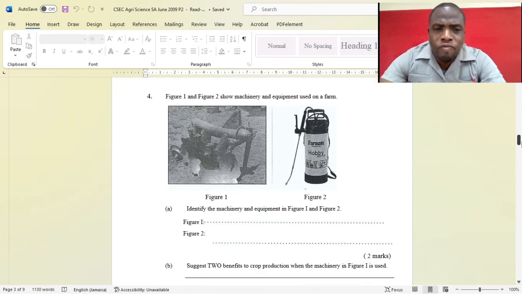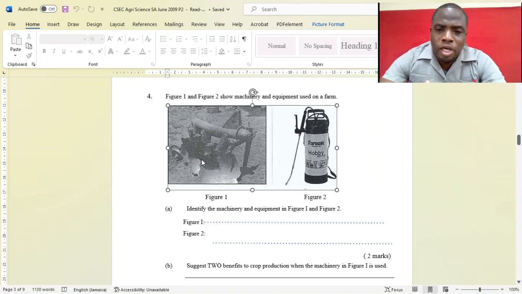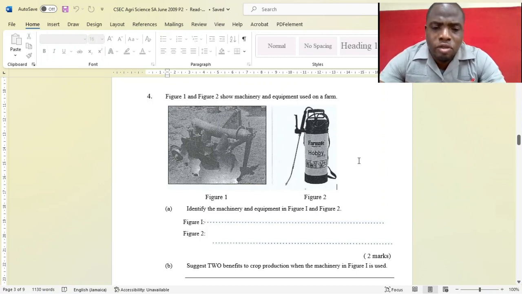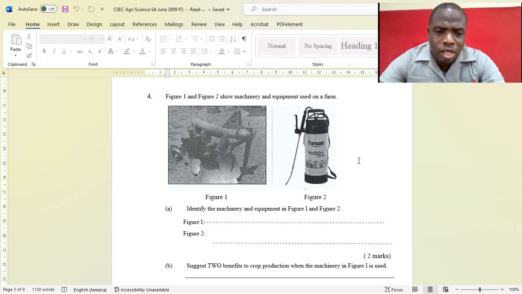Question 4 speaks to figure 1 and figure 2, showing a machinery and an equipment used on a farm. Now, if you pay close attention to figure one, the disc-like structures look like a gear. When they're not solid in terms of a round structure, we know that they are considered the harrow. And harrows are used for the breaking up of the soil, refining the soil. And then, of course, this is a handheld sprayer, right?